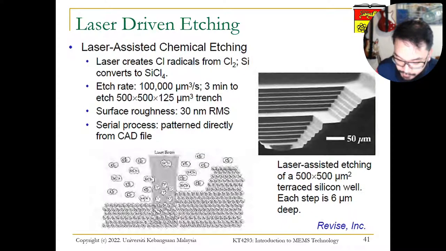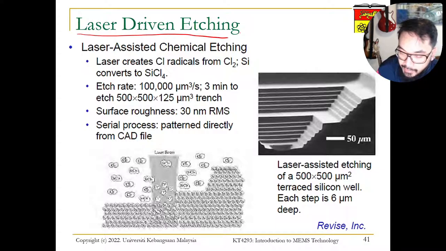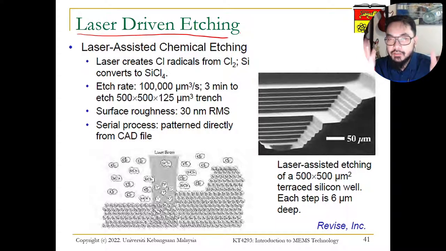So there are some issues and some examples here. And then this is another type of dry etching, which is laser-driven etching. It is still a chemical reaction, but instead of using an ion to blast it away after the chemical reaction has occurred, you use a laser to blast it away. So it can be more precise and you can have a more complex structure rather than just one direction. You can have many directions in one process based on the angle of your laser.